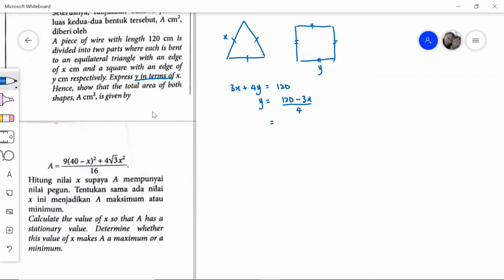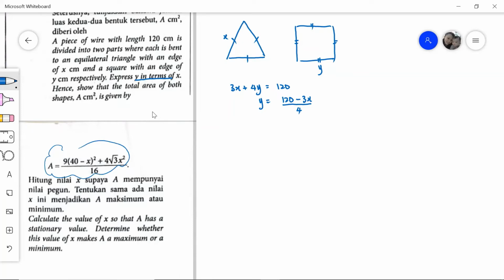So we can write it like this: y equals 30 minus 3 over 4 x. We have just written y, or we can just leave it like this also. I think we leave it like this now. Okay, now next, show that the total area of both shapes is given by this.